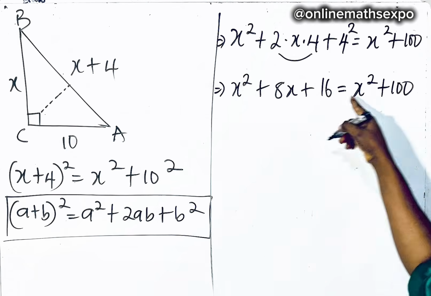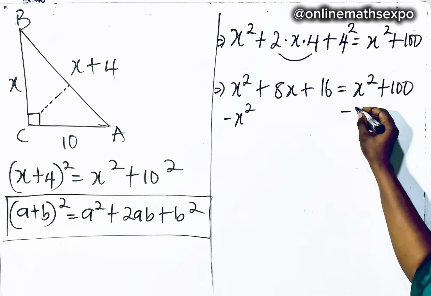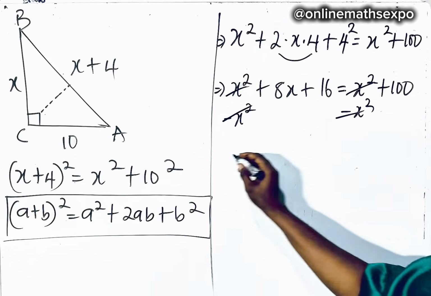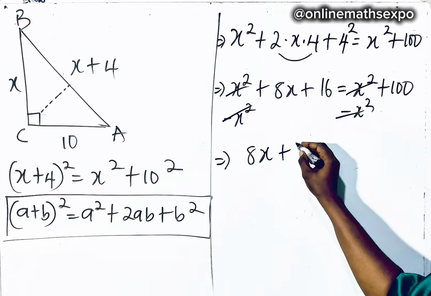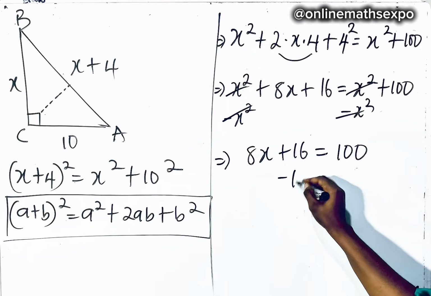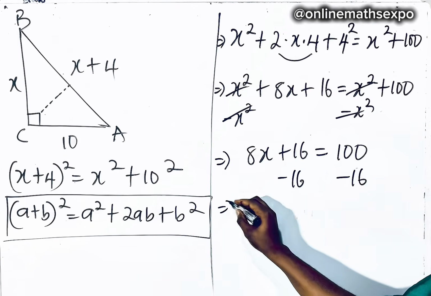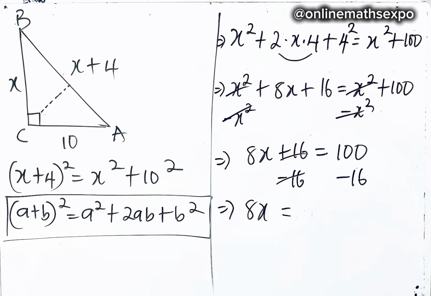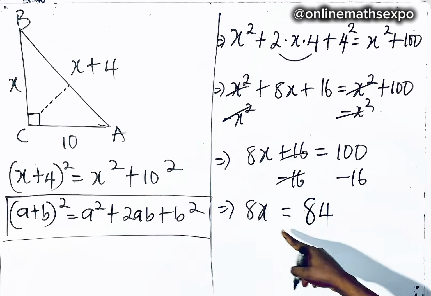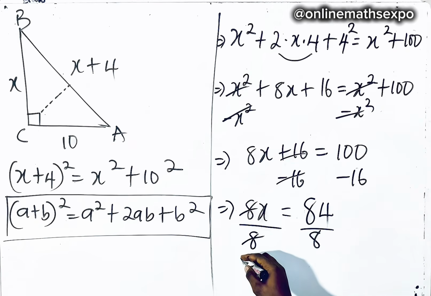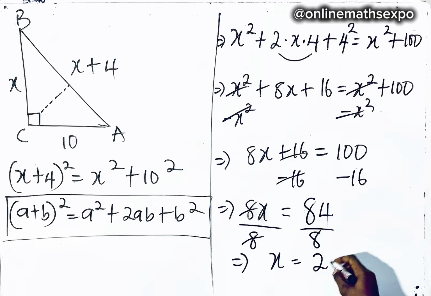At this point, you can take away the x squared, so subtract because they are both positive. This takes this off and we are left with 8x plus 16 is equal to 100. To remove positive 16, subtract. So 8x is equal to 100 minus 16, which gives us 84. To get x, divide both sides by 8. This cancels. So x is equal to 84 divided by 8, which gives us 21.